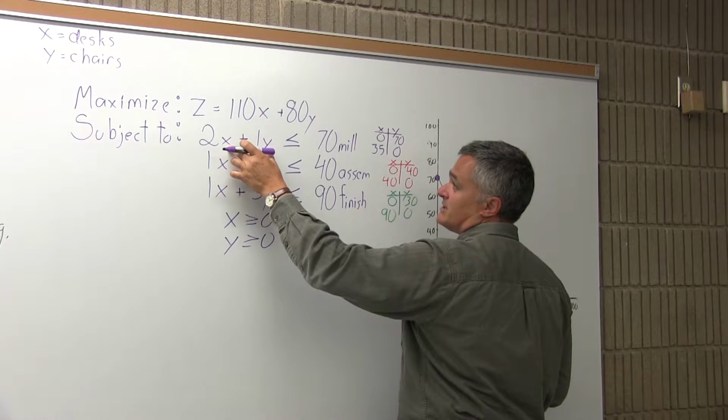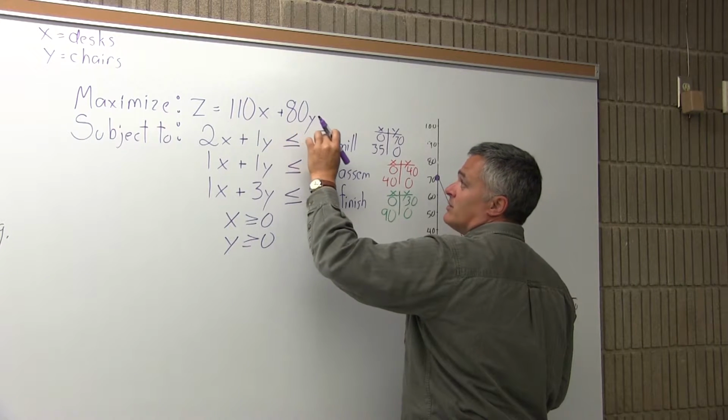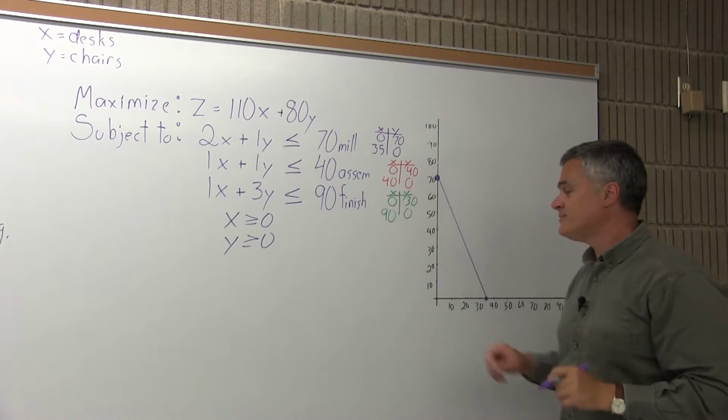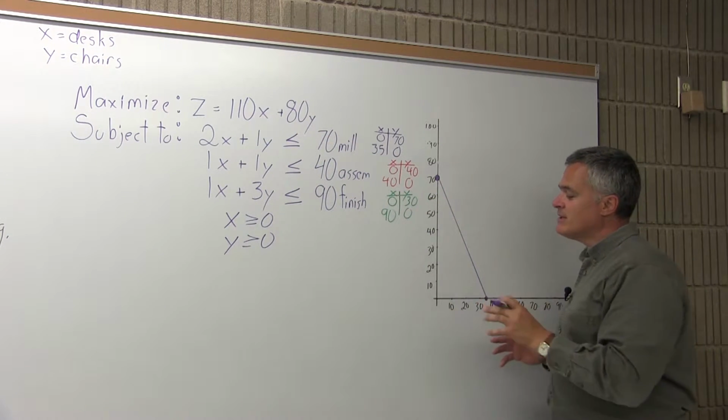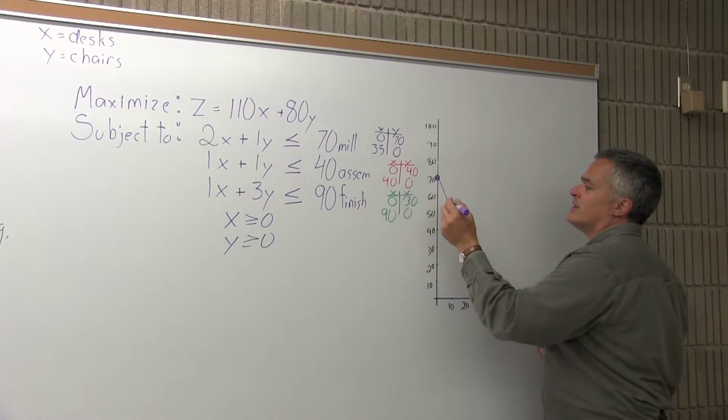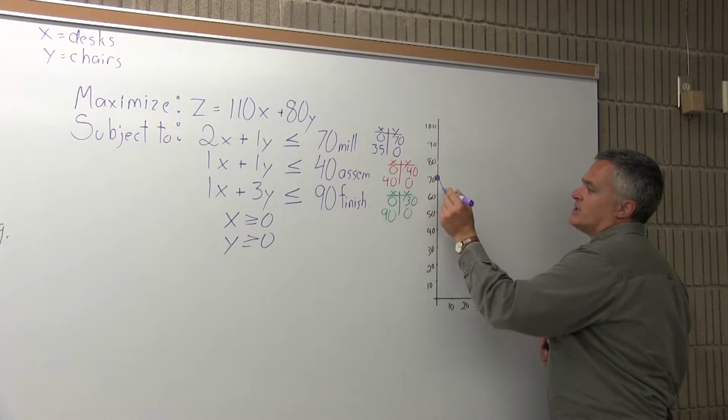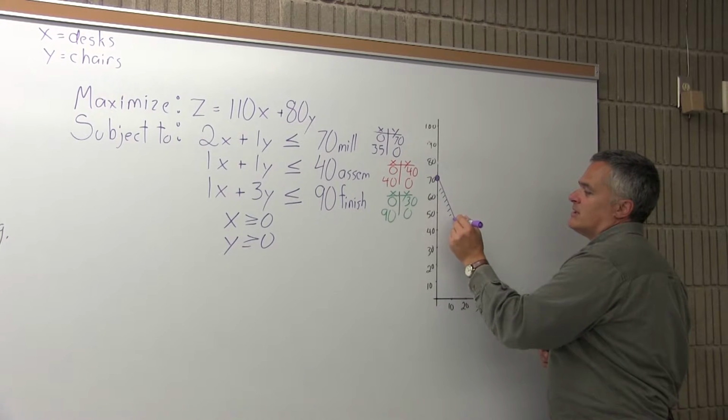will give me the result 0 is smaller than 70, which is certainly true. So my test point came from underneath the line. It's giving me a true result. So the test point is in the shaded region. The underneath portion is shaded.